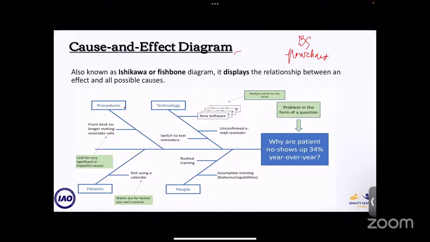I place the categories I want, and from here, I add the items I have collected or the causes of the problems I have. At the head of the fish, we write the problem in the form of a question.